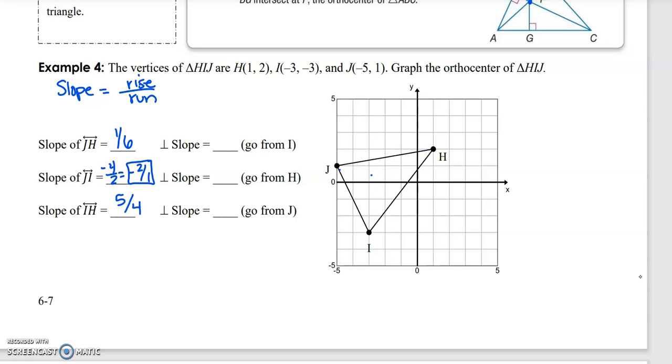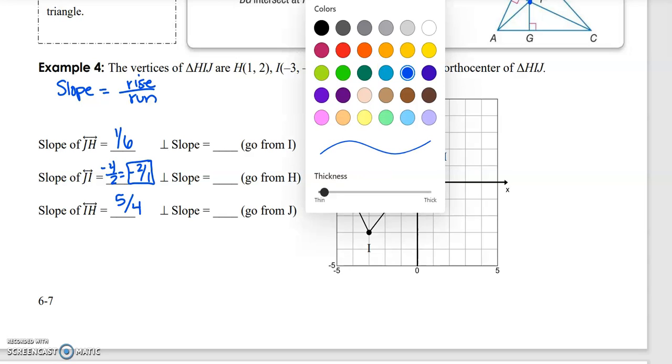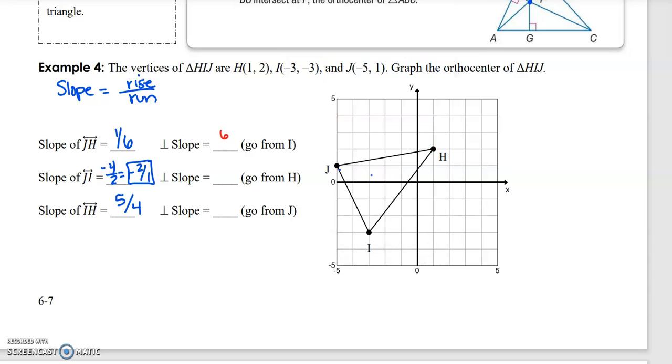So what would be perpendicular? Well, all we have to do is change our slopes by flipping them and then changing the sign. Flipping them, changing the sign. If you remember how we did that in Module 3. So we just flip it and change its sign, opposite reciprocal.